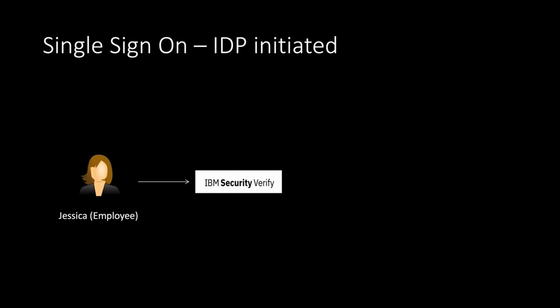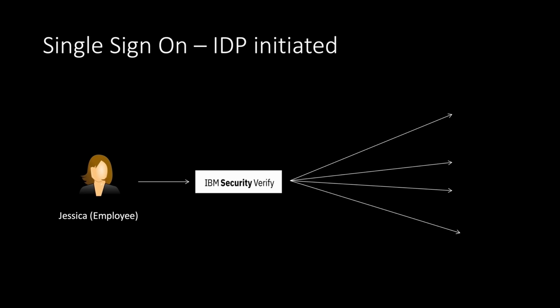Now consider only a single identity provider like IBM Security Verify, which Jessica can log into, and that would in turn enable her access to multiple applications.